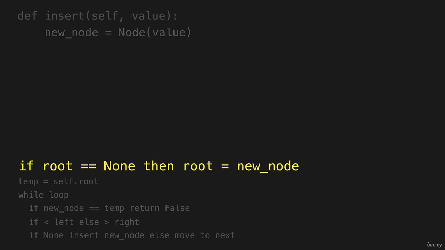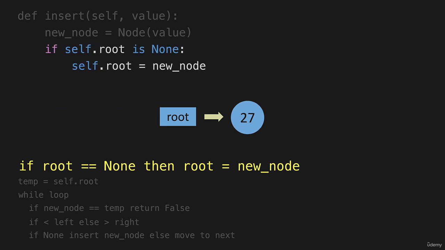The next item on the list is if the root is equal to none, then we're going to set root equal to new node. That is this situation here where root is equal to none. We have an empty tree, and we're going to set root equal to the new node. We'll do that like this. If root is none, root is equal to the new node.